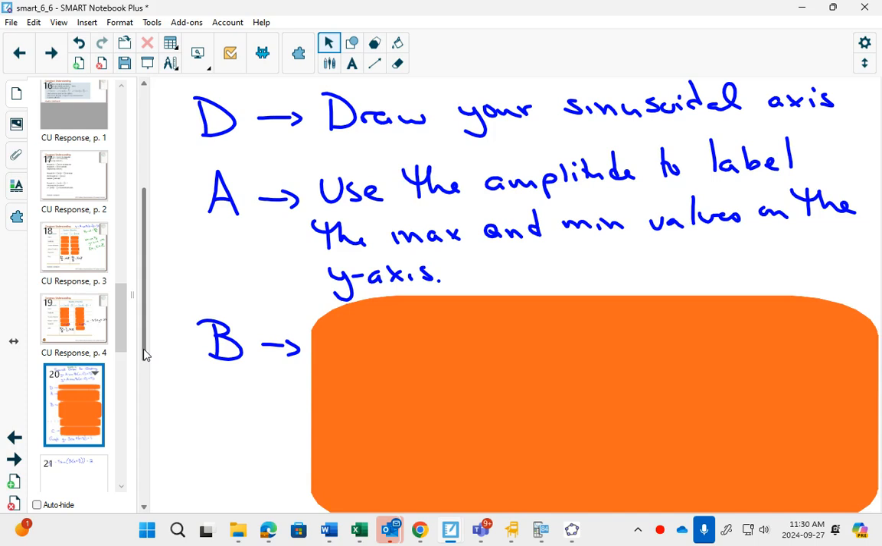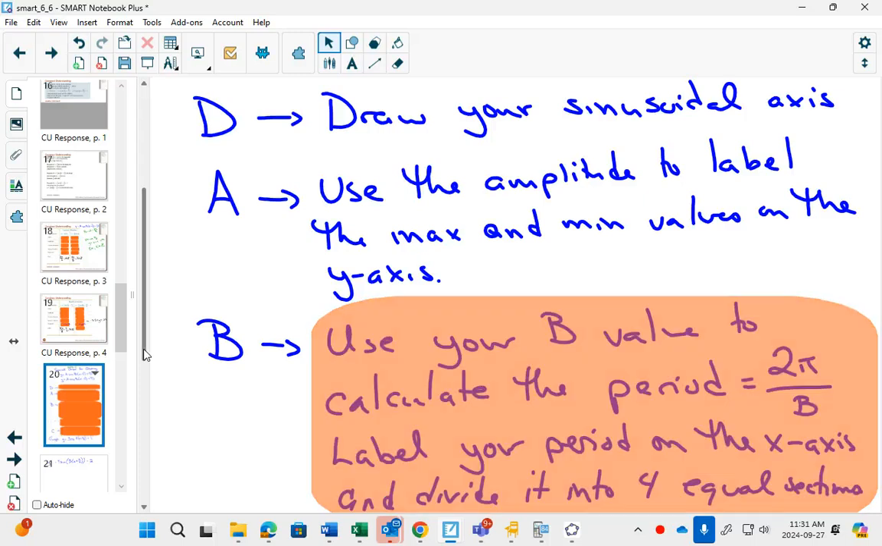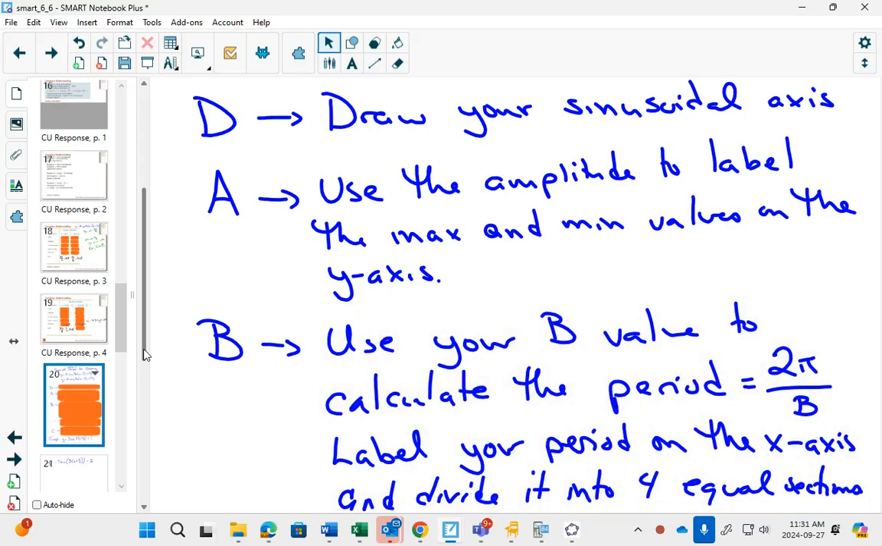So we start with our D value. We draw our center line, we draw our sinusoidal axis. Then we go to our A value. The A value is your amplitude, and we use our amplitude to label the maximum and minimum, because you'll go from your center line up and your center line down. Your B value helps you calculate your period. So you do 2 pi over B to calculate your period.